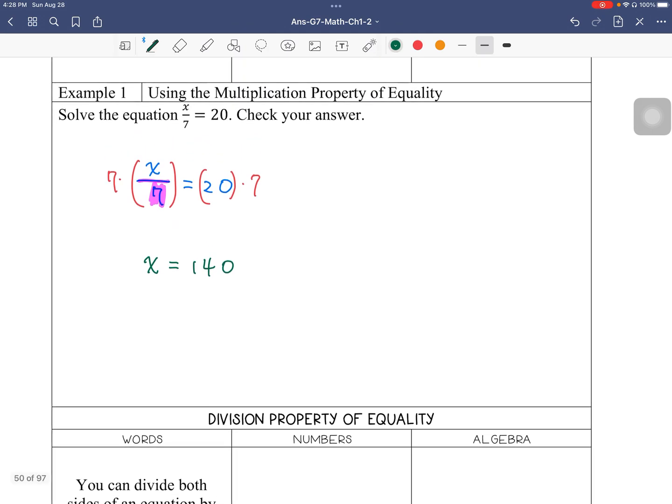Oh, I'm sorry. It also said check my answer. So when I check my answer, I plug x into the equation and I solve it directly. And I know that this is 20, so I know my answer is actually correct.